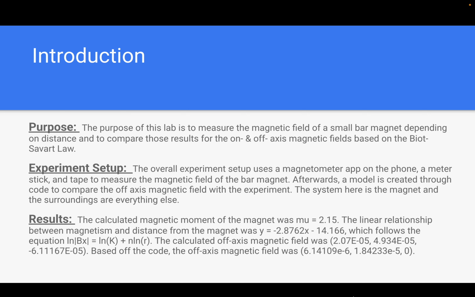For overall results, the calculated magnetic dipole moment was mu equal to 2.15, and the linear relationship between magnetism and distance from the magnet is shown here, which follows this equation, where the natural log of the field is equal to the natural log of k plus n times the natural log of distance. And then the calculated off-axis magnetic field is shown here, based off the code or the model.